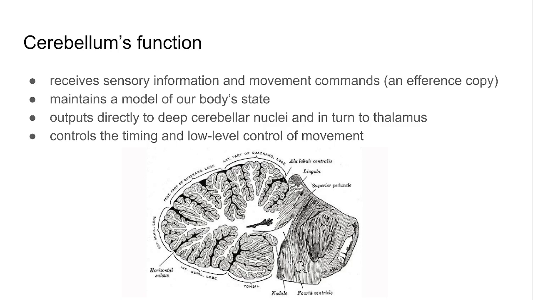So the intuition that we can get from these studies is that the output of the cerebellum regulates the precise timing and control of various muscle movements, so that the movement is smooth and that throughout the movement we can correct for it. And this is possible again because the cerebellum receives both the sensory information and the copy of the movement command.